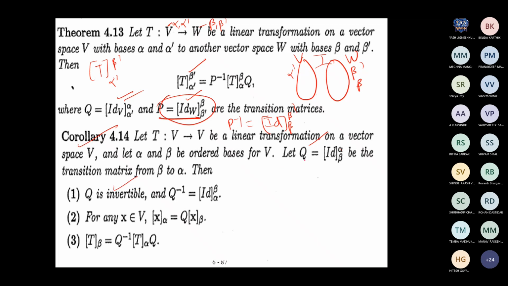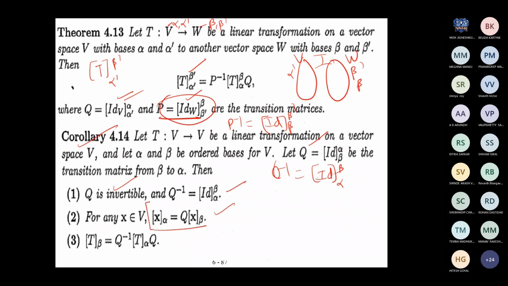Then Q is invertible, and you can find the inverse of the matrix Q. What is Q inverse? Just now I told you, Q is ID beta to alpha. No? Q inverse should be ID alpha to beta, right?